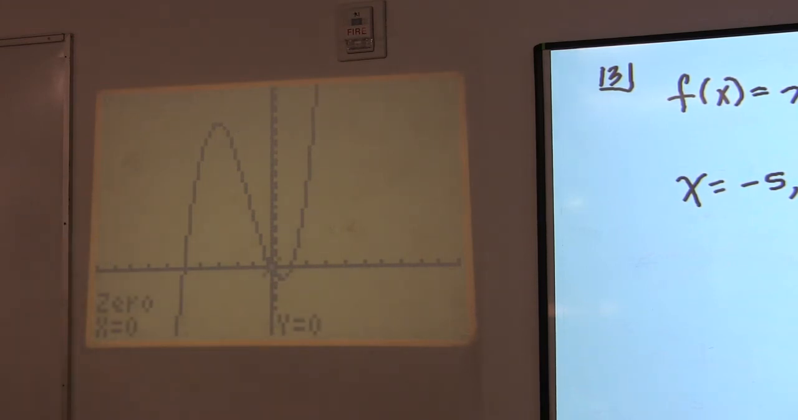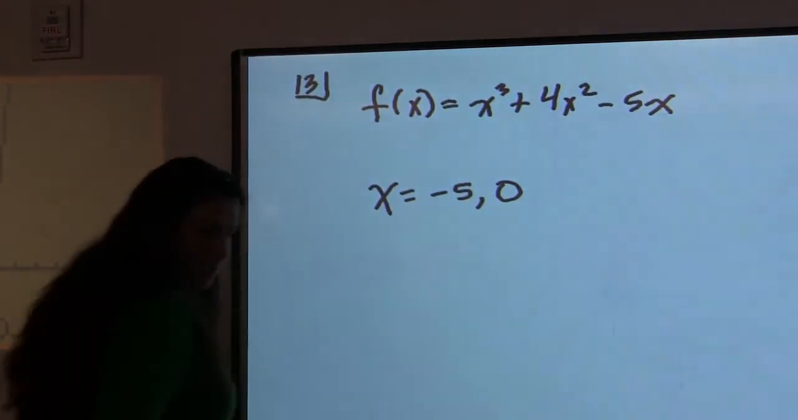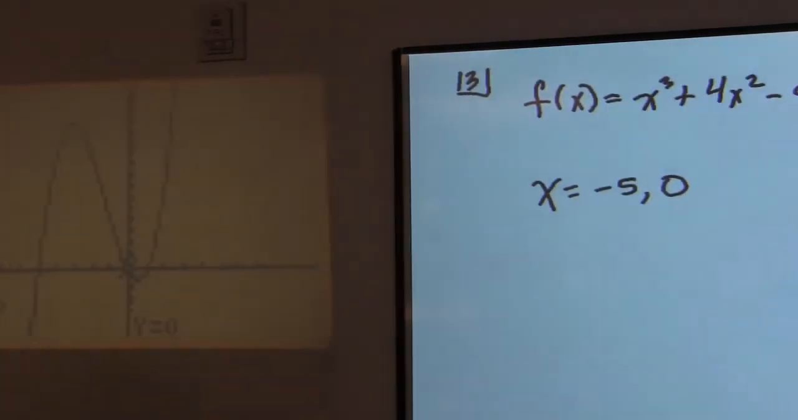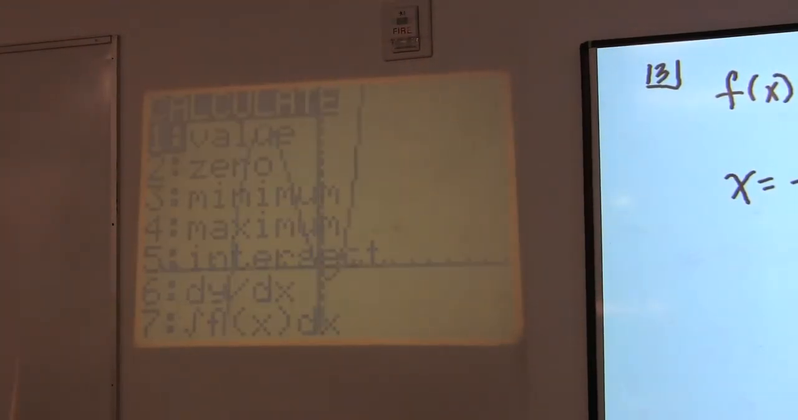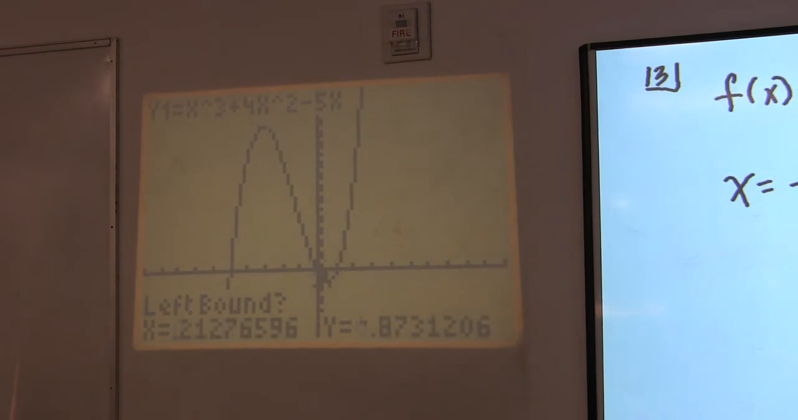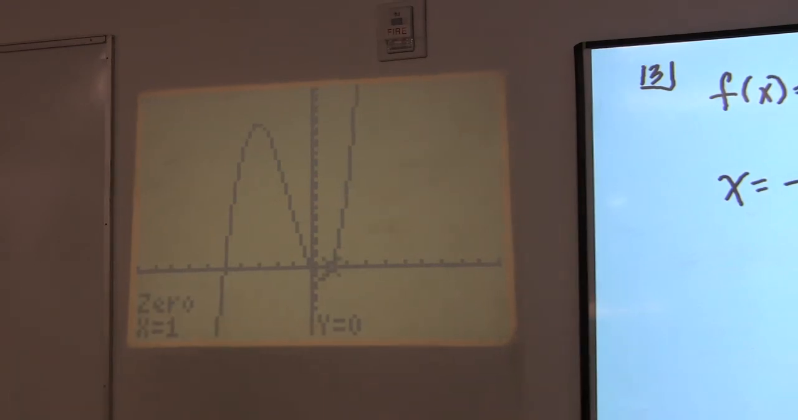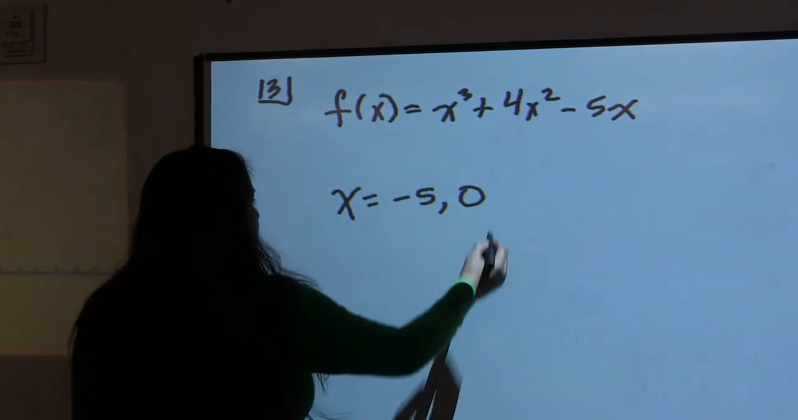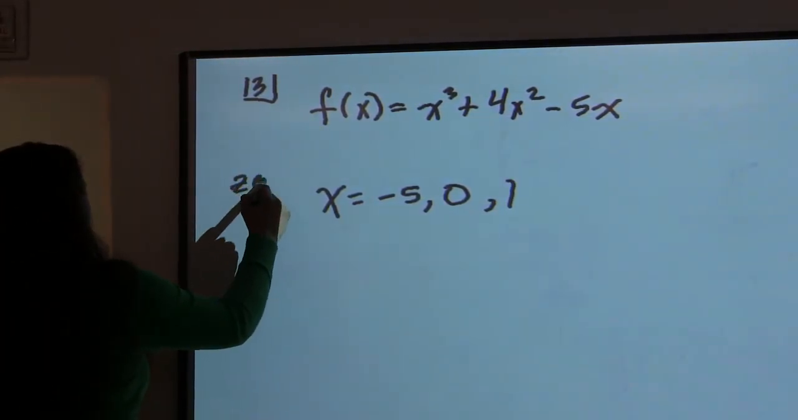And now I have 0, 0. So now I have another 0 to add. X equals 0 is another one of my zeros, another one of my x-intercepts. And then do it one more time. And I will go to the left. And I will go to the right. Hit enter. And my third 0 appears to be 1. X equals 1, 0. And that is how you find your zeros. So I have all of my zeros now.